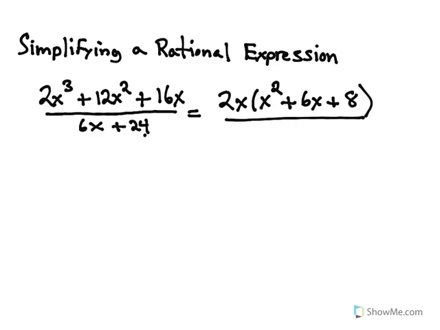And if I do the same at the bottom, the GCF would be 6. That is the highest value number that divides into 6 and 24 evenly. And I'm left with x plus 4. The next step is we want to make sure that we look at every single polynomial. And the polynomial, the trinomial here, x squared plus 6x plus 8.